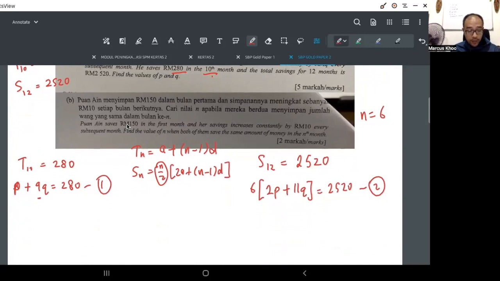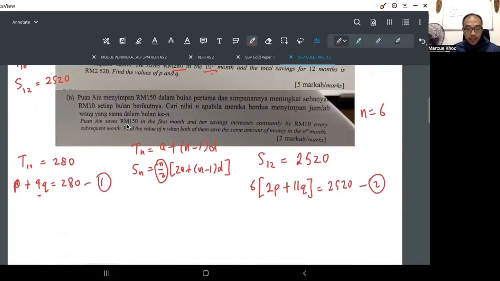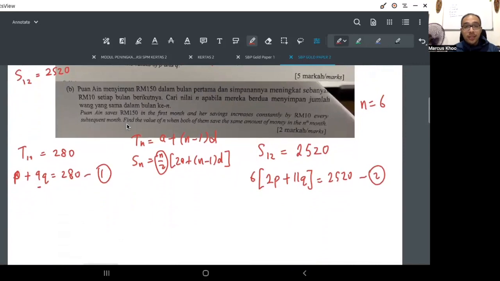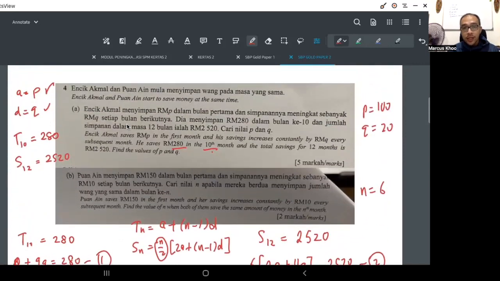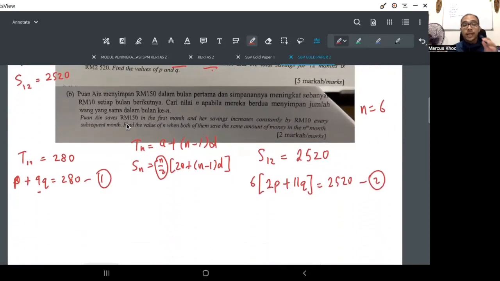Who is the both of them? That means Encik Akmal and Puan Ain. Okay, so assuming that you already got P and Q, that means first month is 100 and subsequently he adds 20 ringgit every month. Manakala Ain, Ain is 150 and then every month she adds only 10 ringgit.